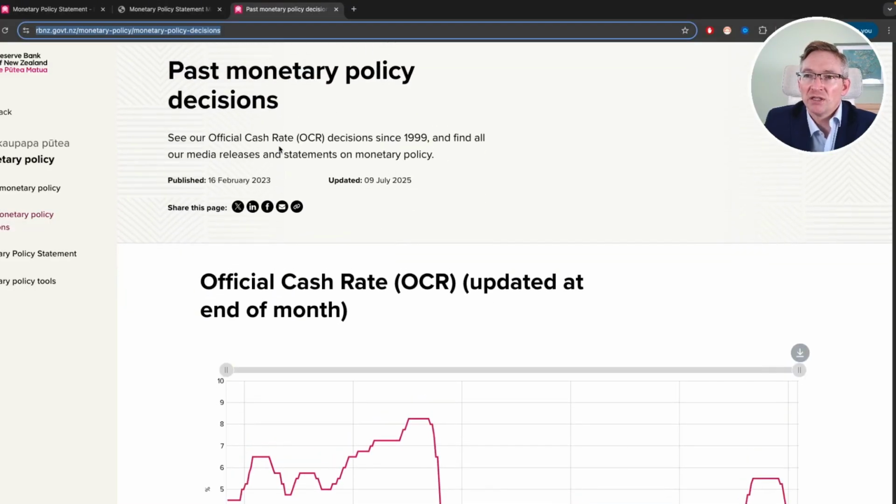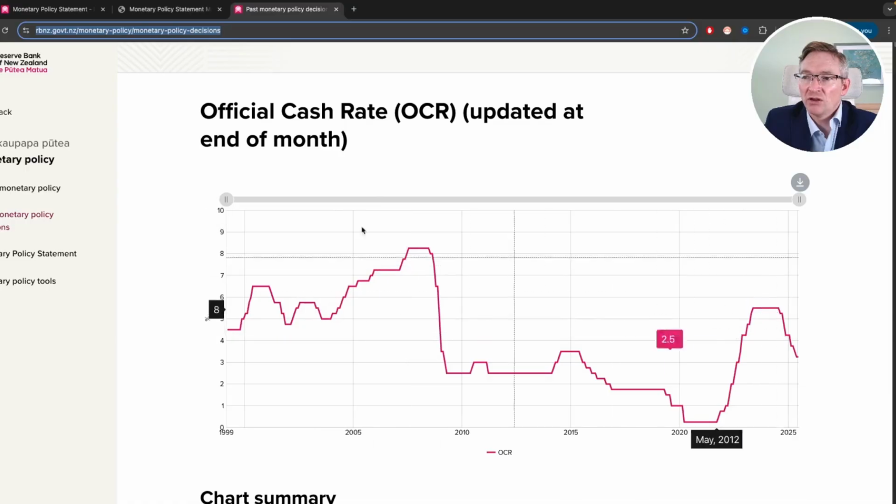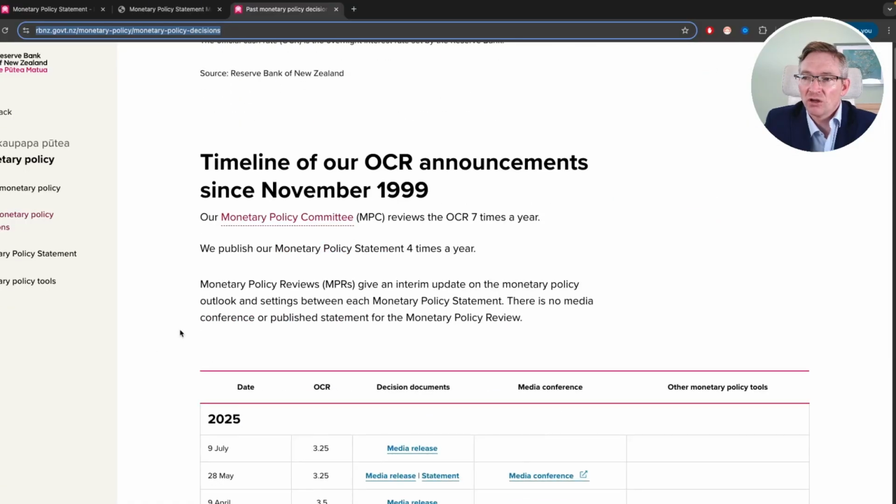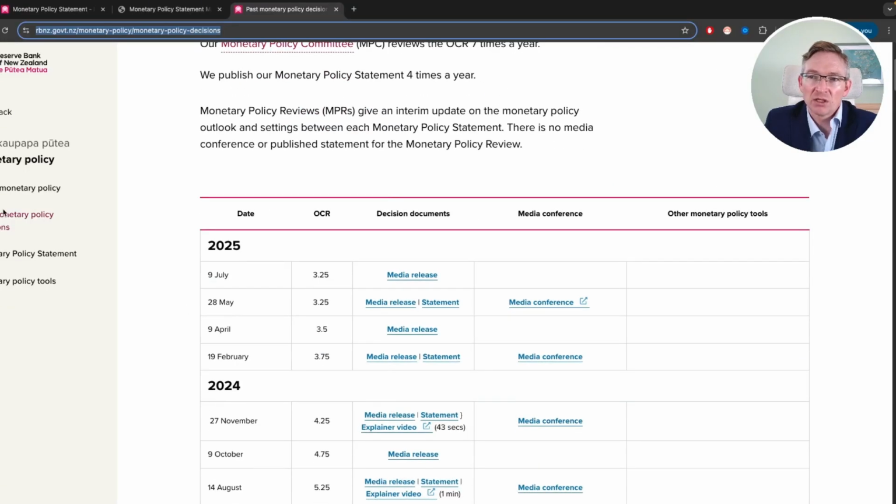Remember, monetary policy is here, official cash rate. You've got a nice little chart. You've got a lot of charts on the RBNZ's website, and past monetary policy decisions are here. You can look at what those past decisions were: media release, statement, media conference. Okay, folks, I hope that helps, and that is a look at the Reserve Bank of New Zealand. Don't forget to check out the PDFs so you can see all the links and do this research yourself.